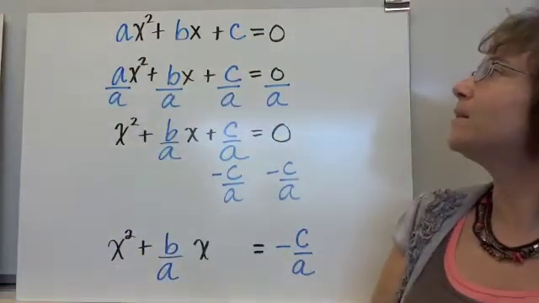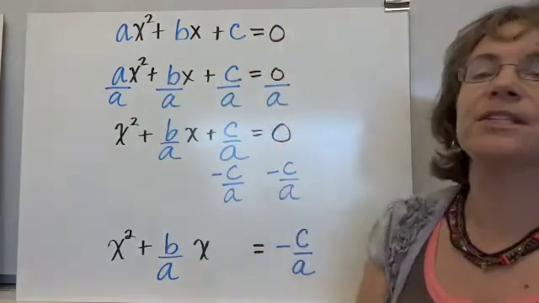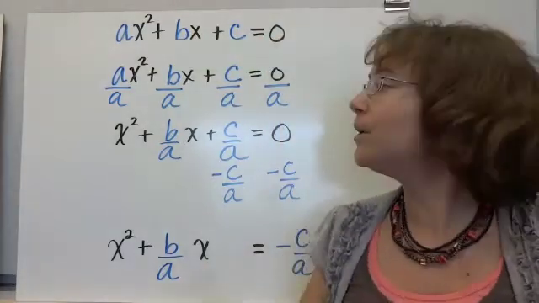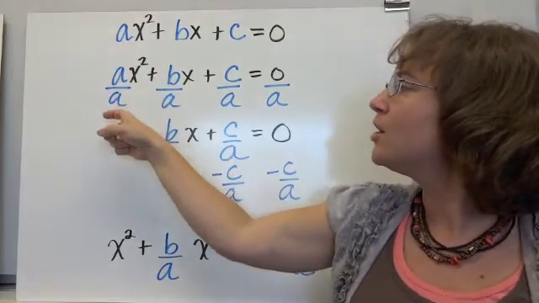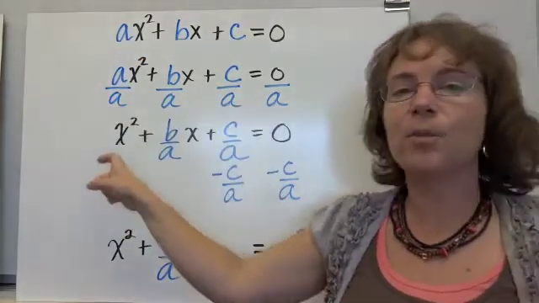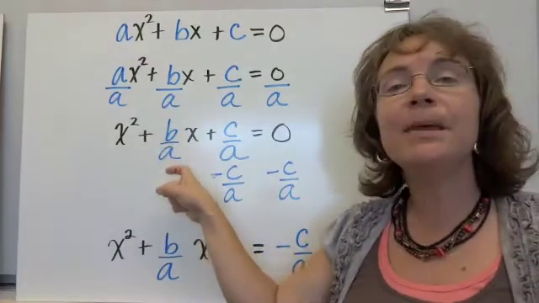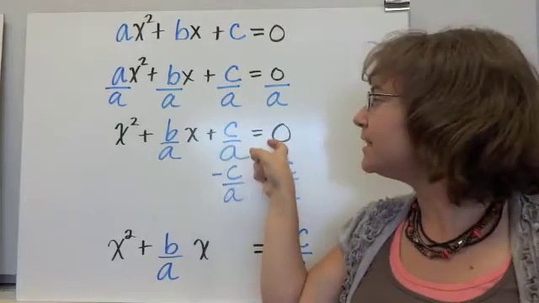ax squared plus bx plus c is equal to 0. Now the first thing that we're going to do is divide by the coefficient in front of the x squared. So we're going to divide by a, so each term by a. And so we get x squared plus b over a x plus c over a is equal to 0.